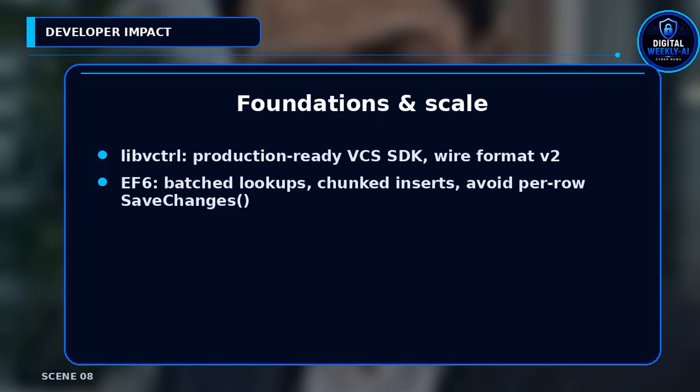EF6 optimization example: a 2-minute validation on 200 rows became 20 seconds for 5,000 rows. A save that used to take over 10 minutes now completes in 1 minute and 20 seconds for a much larger batch.